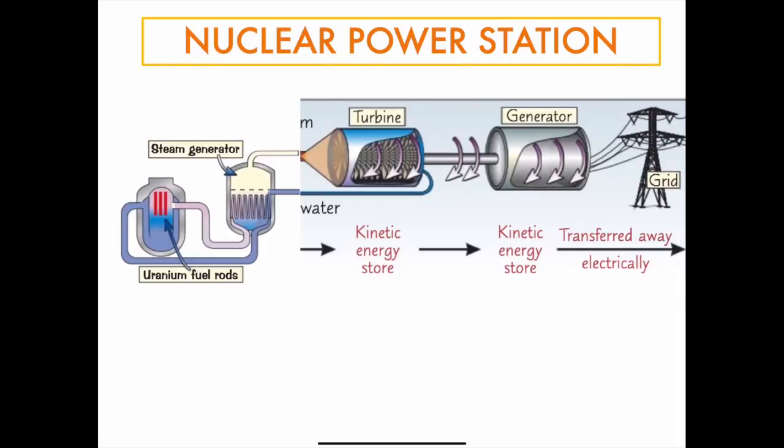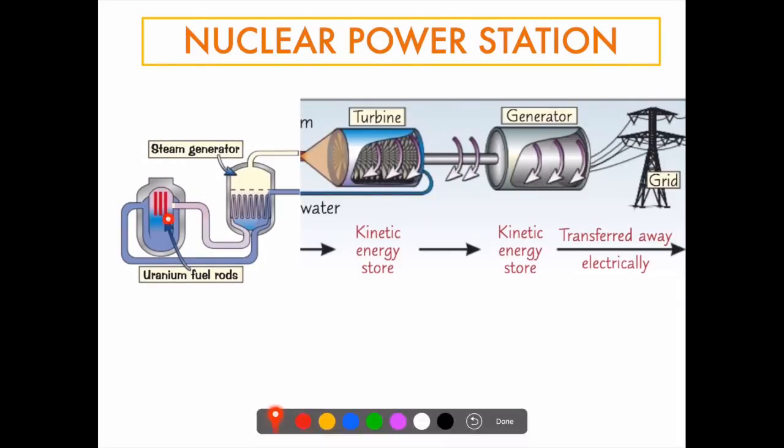Now, the same thing happens in a nuclear power station, but instead of burning a fuel, we have nuclear rods which release heat themselves. So these uranium rods, for example, will heat up water. This hot water will then go and mix with another batch of water, which will then evaporate that, turn it into gas, and then steam spins the turbine, and then the turbine spins the generator, and then that makes electricity. So it's the same concept.